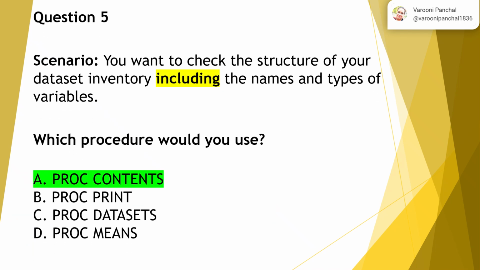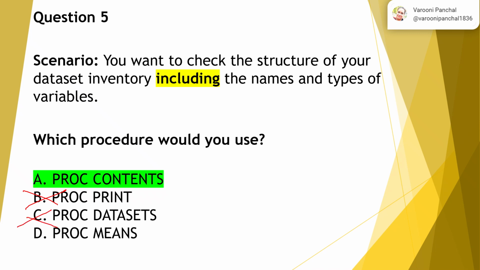Question 5. Scenario. You want to check the structure of your dataset inventory including the names and types of variables. Which procedure would you use? Now option B is proc print. Like I said, it is used for printing the variables in LST or RTF, whichever format you like. So this is not the right answer. Proc datasets is used if you want to combine or delete or have any member descriptions in it. So this is also not the right answer.